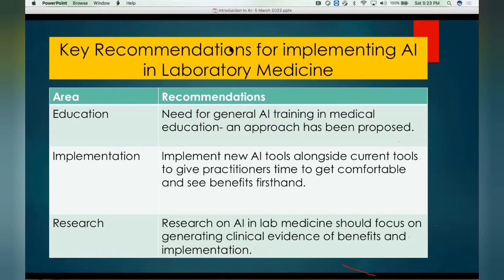How a surgeon will be benefited by this artificial intelligence? How a pathologist, a microbiologist, a biochemist, for that matter, anybody working in healthcare will be benefited by the implementation of this artificial intelligence. That has to be realized, and a lot of research is required. At present, it is just the beginning.